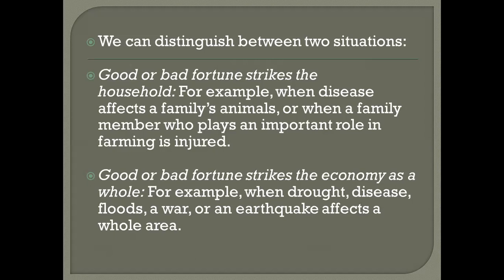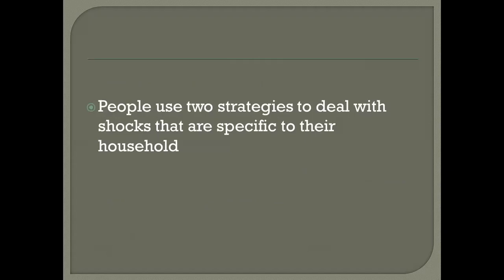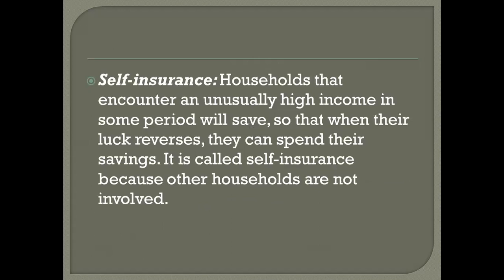Then people use two strategies to deal with these shocks that are specific to their households. One is self-insurance. To cope with these fluctuations, the household can take insurance against them. Households that encounter an unusually high income in some period will save so that when their luck reverses, they can spend their savings. It is called self-insurance because other households are not involved. A household member on his or her own takes certain insurance to insulate himself or herself from untoward incidents.